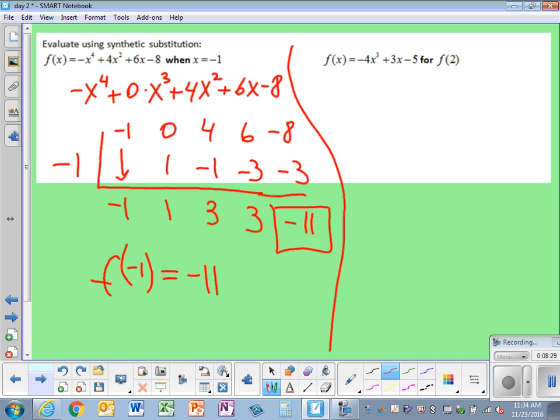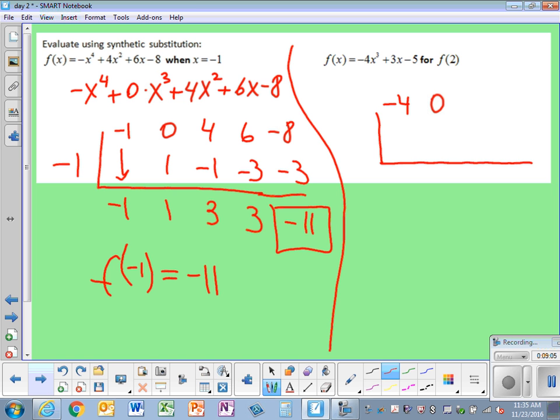So the function f(x) equals negative 4x to the power of 3 plus 3x minus 5, for f of 2. So x equals 2. If I write my coefficients right away without rewriting, what is my first coefficient? Negative 4. What is the second one? 0. What is the third one? 0.